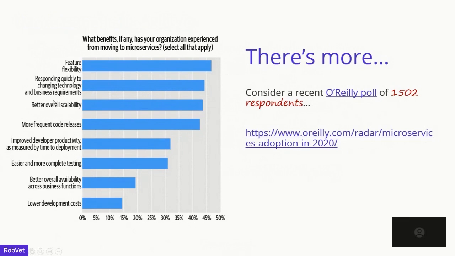Better scalability, more frequent code releases, improving developer productivity, right? Easier and more complete testing. So you can see here pretty much that a lot of the things that we're talking about mirror the survey of these 1,500 people. So that's fine and dandy. We're beating the drum for microservices. We're saying, hey, this is great. You should do this. But really, think about this, though.